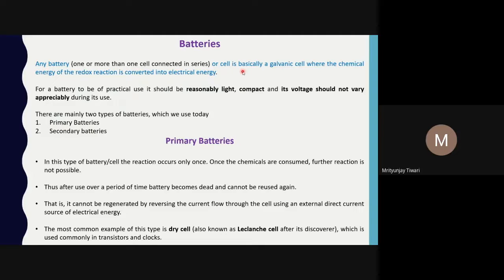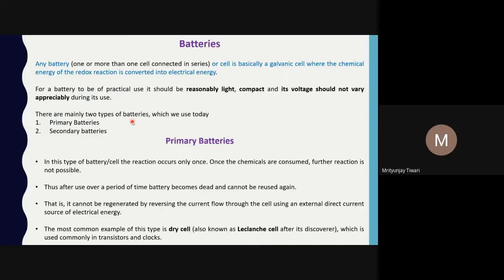Any battery or cell is basically a galvanic cell. So when we talk about a battery, just think of a galvanic cell. And what is a galvanic cell? We have seen it is a type of electrochemical cell which we use to get electricity, to convert chemical energy into electrical energy. Whatever energy is released during a spontaneous chemical change, that energy we use to produce electricity. So the battery is a galvanic cell where the chemical energy of the redox reaction is converted into electrical energy.